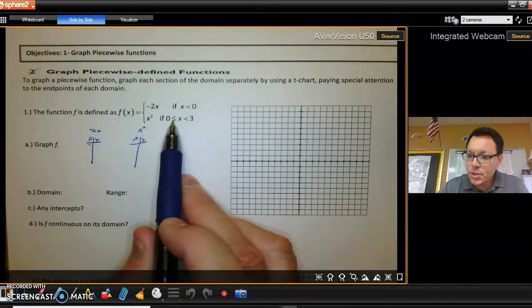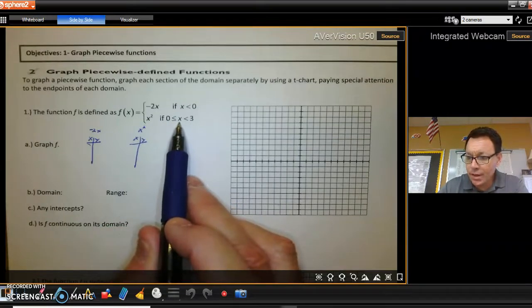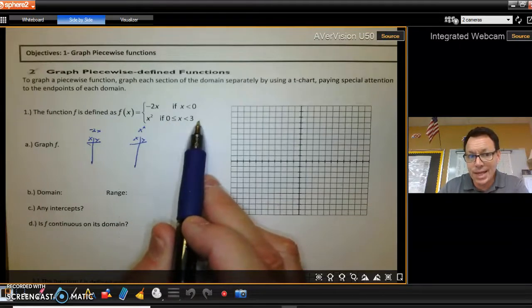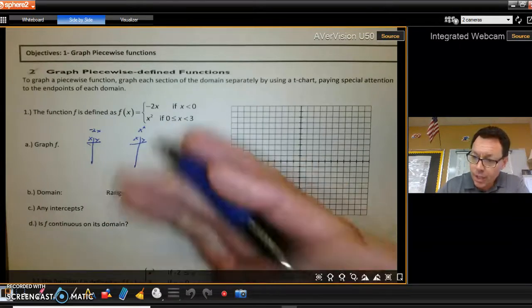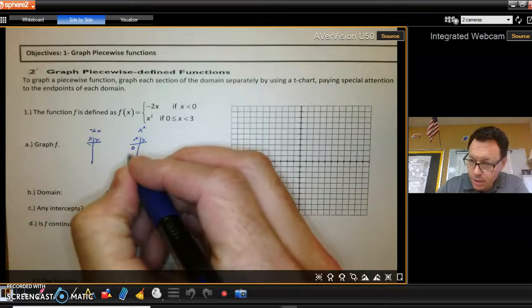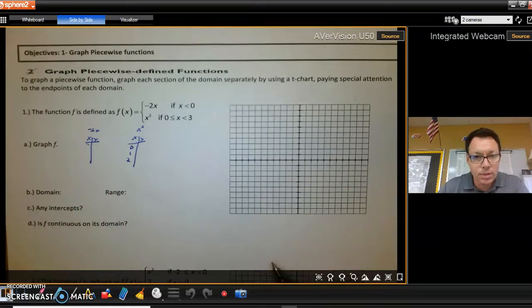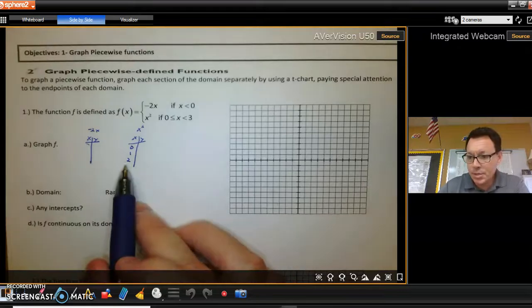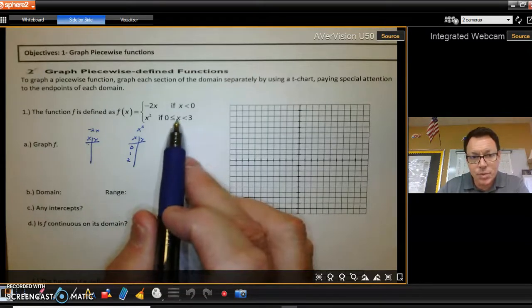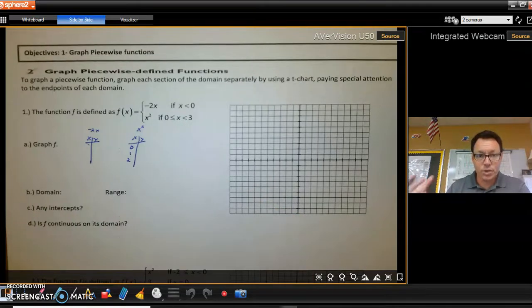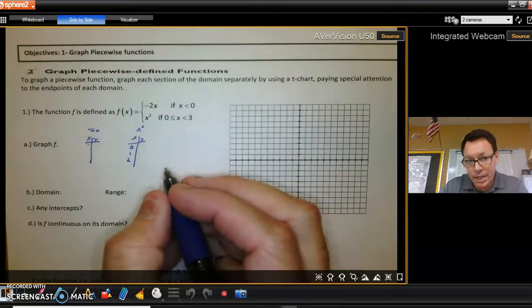So we are supposed to use this function for values between 0 and 3, including 0, but not including 3. So I'm going to use 0, I'm going to use 1, I'm going to use 2, but what do I do then? Because I'm not supposed to stop at 2, I'm supposed to use every value up to 3. So I need to include 2.5 and 2.7 and 2.99999. So here's how we handle that.